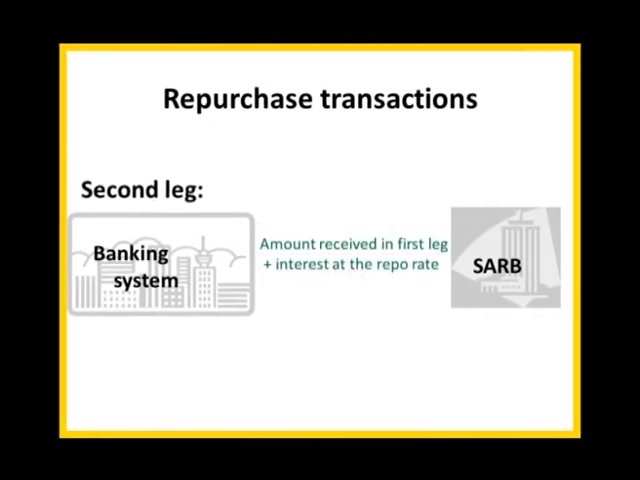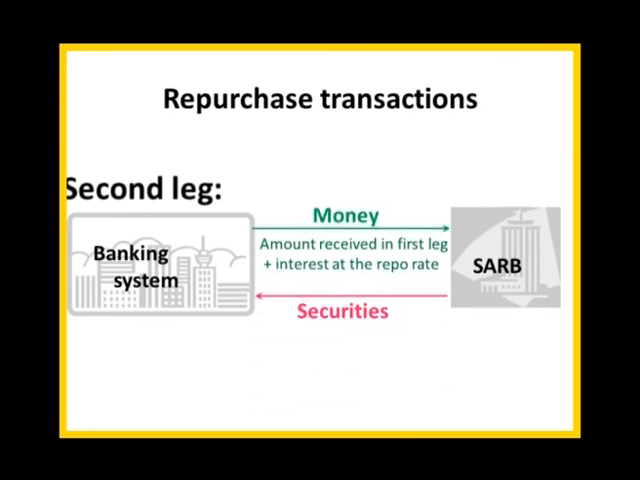Then, in the second leg of the transaction, the banks have to buy back these securities from the Reserve Bank. In other words, money is going to flow to the Reserve Bank, and the amount that will flow back to the Reserve Bank is the amount that was paid in the first leg of the transaction, plus interest at the repo rate. So this is where the banks now pay interest for the cash that they have borrowed from the Reserve Bank. So the securities flow to the banking system, and money flows back to the Reserve Bank. The banks pay back the Reserve Bank for the money that they borrowed from them.